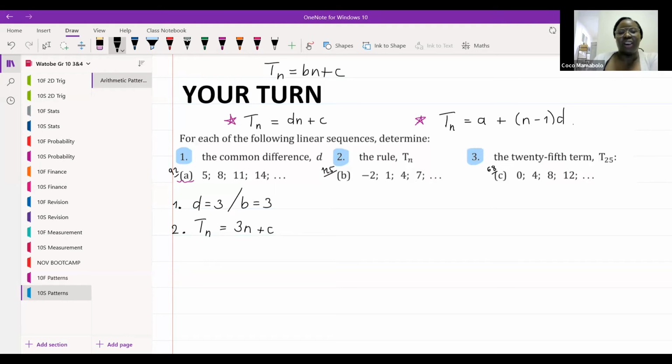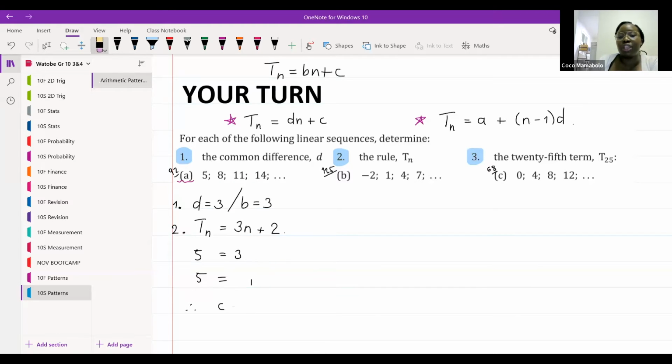All right. Okay, so we've got 3n plus C. Now you can do it either way, guys. You can use T1 if you'd like. We know that T1 is equal to 5. So we can say 5 is equal to 3 times 1 plus C, which gives us 5 is equal to 3 plus C. Therefore, C must equal 2 because 3 plus 2 would give us 5. So C is equal to 2. That means that my general rule or my general term is going to be Tn equals 3n plus 2. That is our general rule over there.